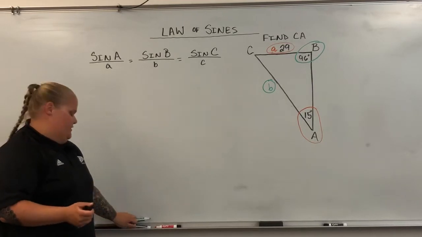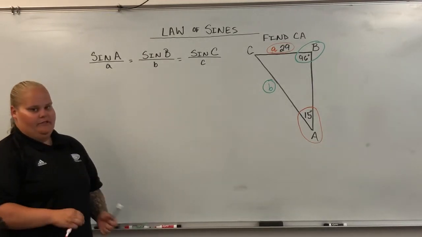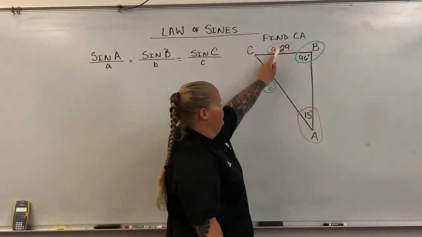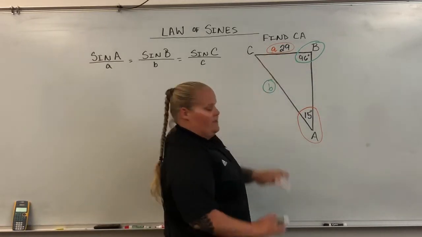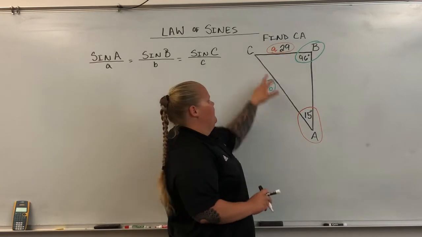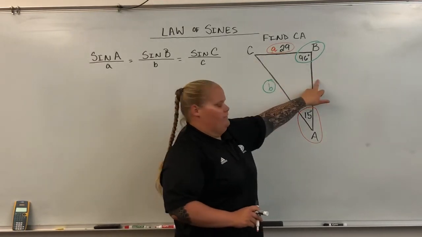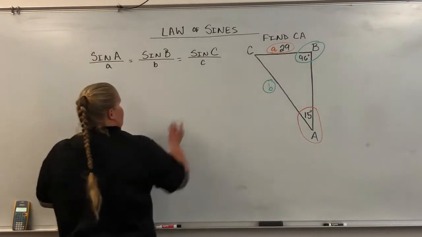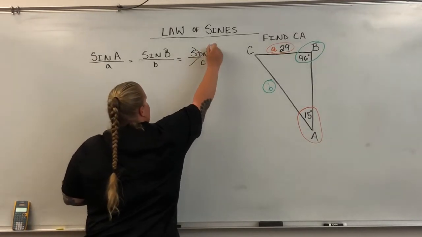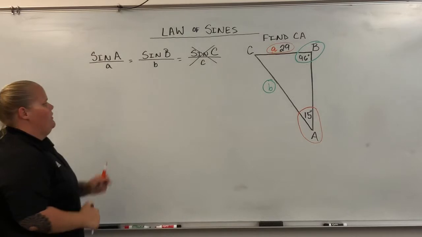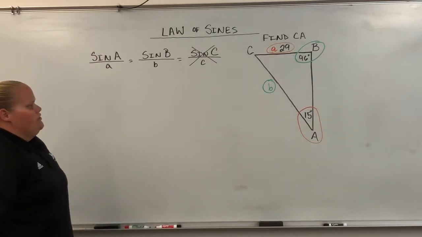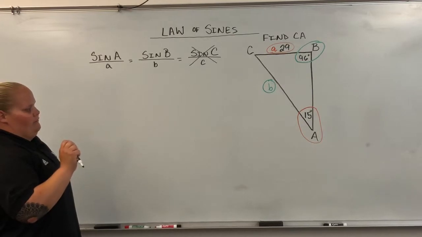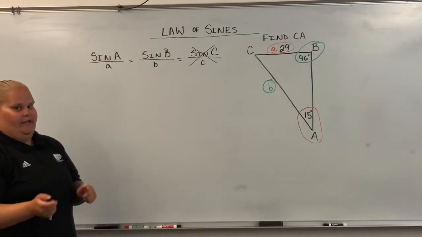The thing I have to understand is that I'm not using all three pieces. I have information for A, I have information for B, but I don't have anything for C. I don't have an angle here, and I don't have a side here. So I'm not going to use this ratio. I'm only going to focus on these two. So I'm going to rewrite these ratios, plugging in the information for both A and B.